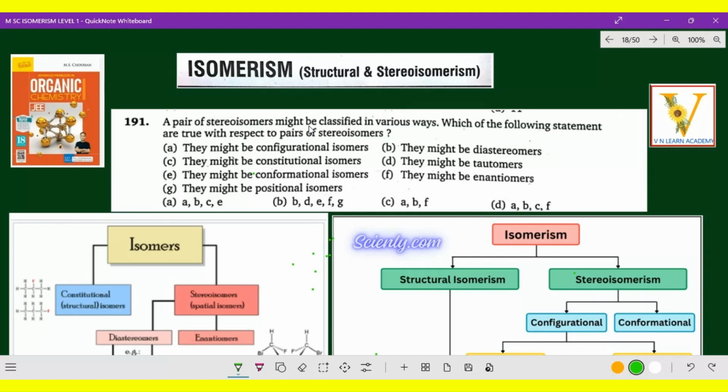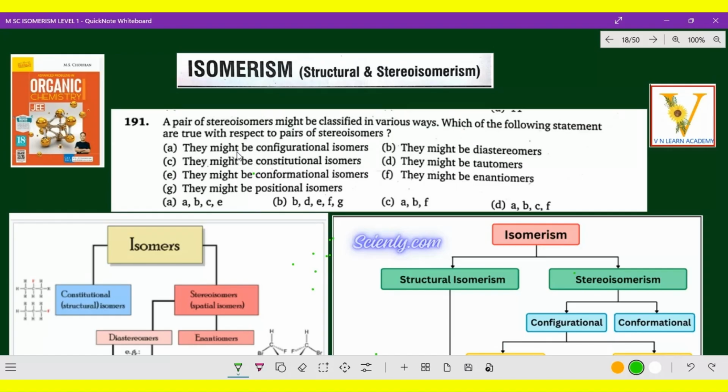A pair of stereoisomers might be classified in various ways. Which of the following statements are true with respect to pairs of stereoisomers? Now, in this question they are asking about stereoisomers only. So, what are the groups that isomers are divided into? Let us check those points so that you will get a very clear idea. First let us check the points given in the options, then we'll go for the answer.